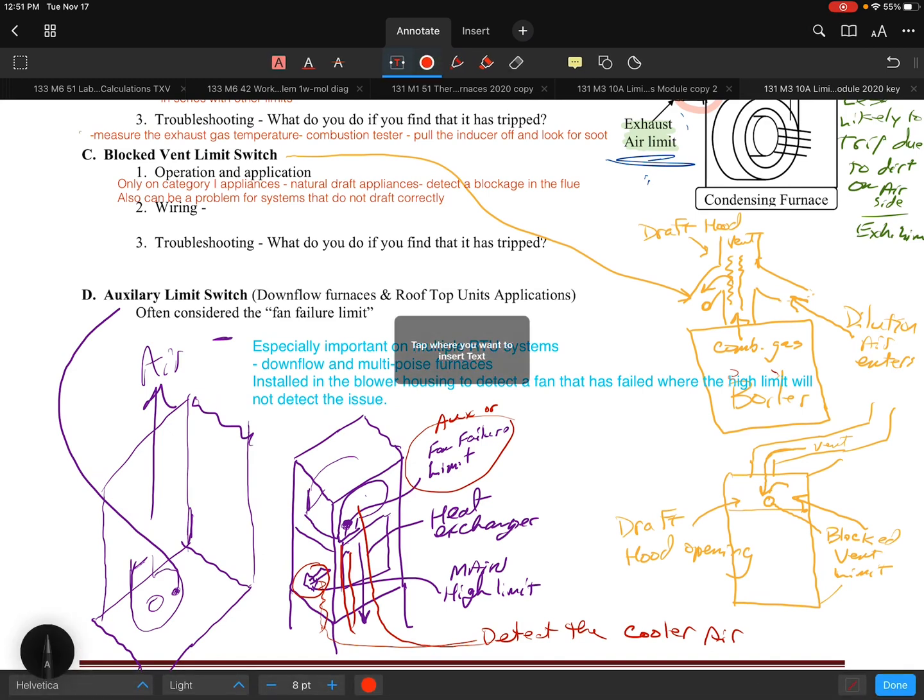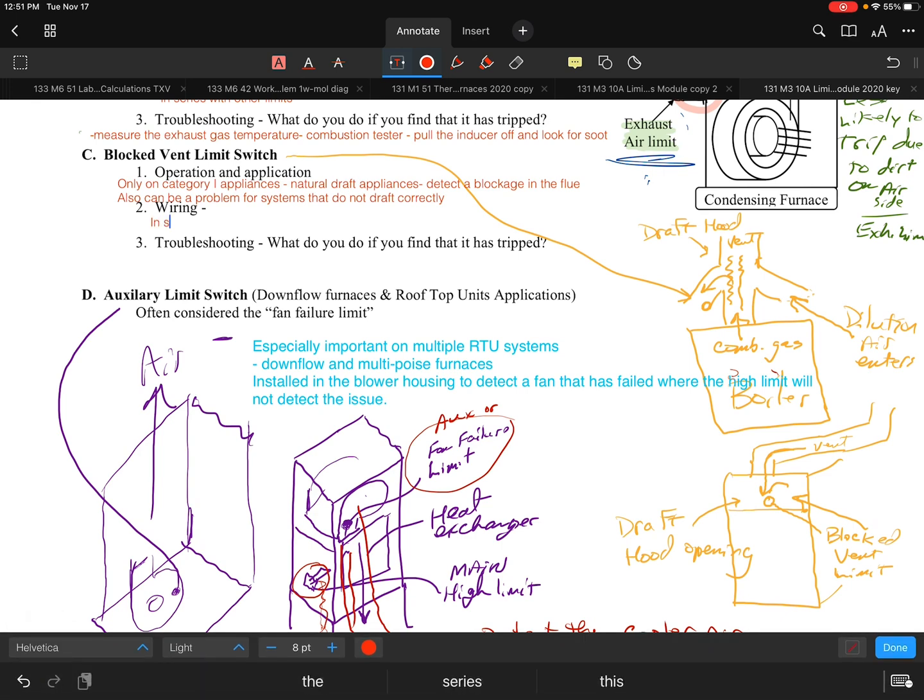Wiring on stuff like that typically is the same. You're going to look for something in series. So this is one where I would generally just put a note on there: in series with the ignition module/gas valve, and that's typical. Obviously, if a block vent goes out, you've got a problem. That's something you have to address and deal with, and sometimes the solution is extending it. It might even be that.